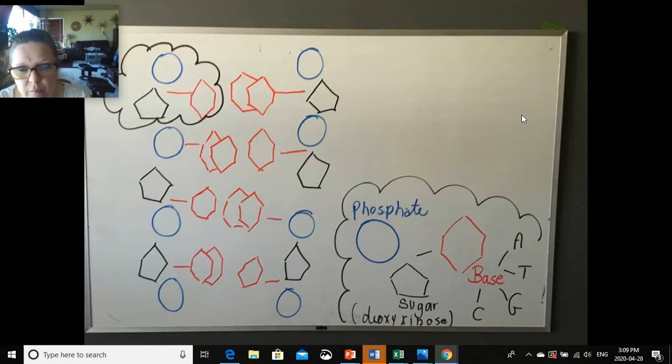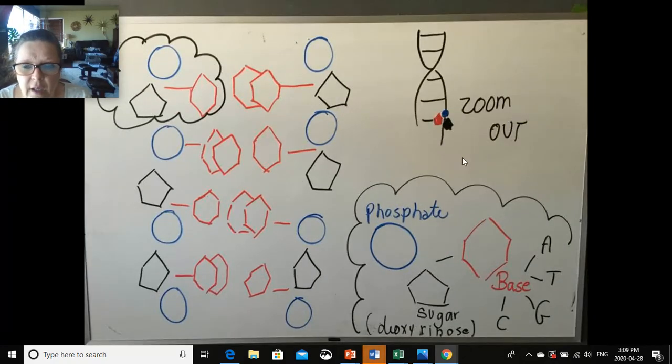Okay, so if we could zoom out, I just drew a really quick picture here of a DNA, like what you're probably used to seeing when you think about DNA, like this double helix. So now there's my base making up the rung of this ladder. I've got my phosphate and I've got my sugar here. And so the repeating units would just continue like that. So hopefully that makes sense.